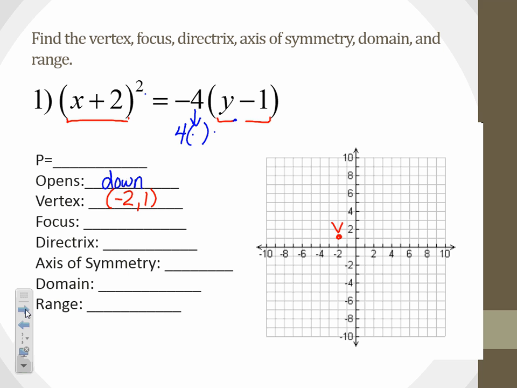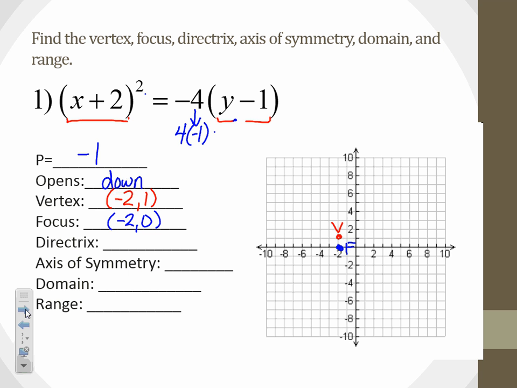So 4 times negative 1 would have been the same as the negative 4 in the problem. So my p is negative 1. Negative 1 tells me that my focus is negative 1 units away from my vertex point. So knowing that this thing goes down and I have to draw my focus 1 unit away, I have to go down 1 for my focus point. So there's my focus dot. So my focus is at negative 2, 0.